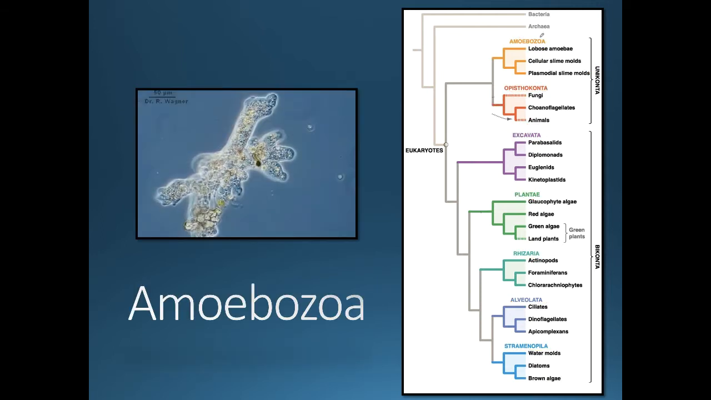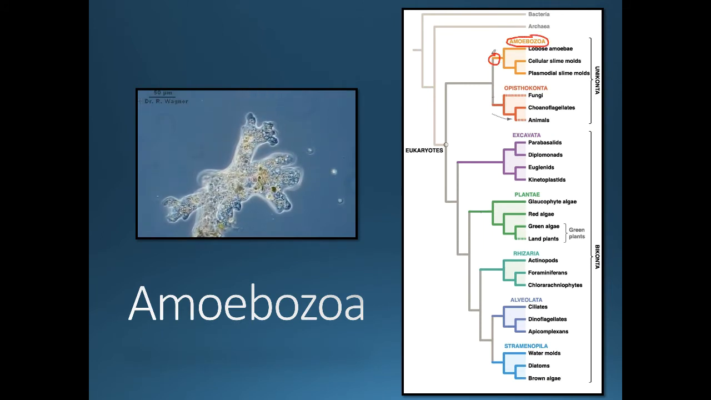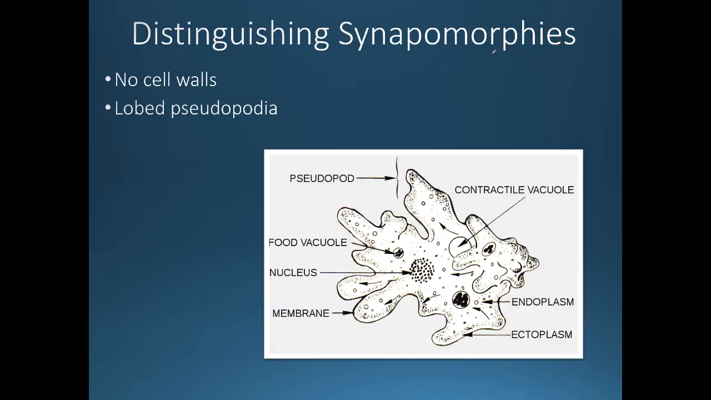So again, we have our Amoebozoas here. So we're going to begin by talking about some of these synapomorphies, and then we'll talk about the reproduction and some examples, and then some interesting things about the Amoebozoas. Two things that distinguish all members of Amoebozoa is that they do not have a cell wall. In addition, they have these lobed pseudopodia that we showed in a previous video when we talked about how they feed and how they move.